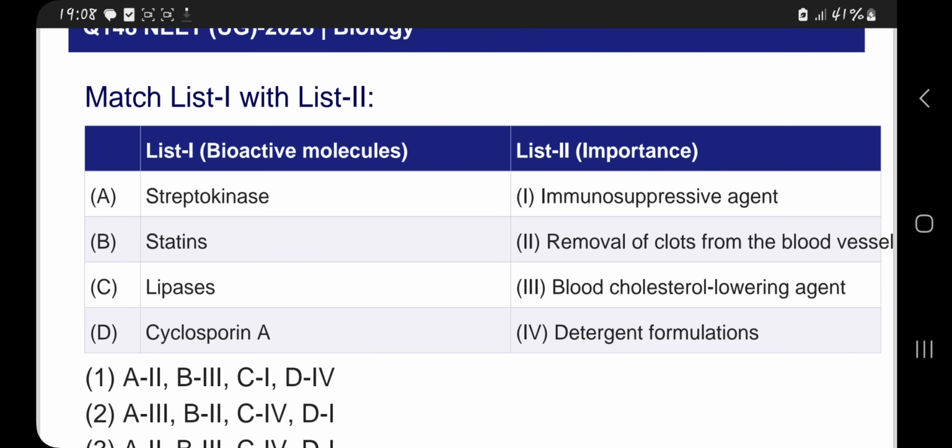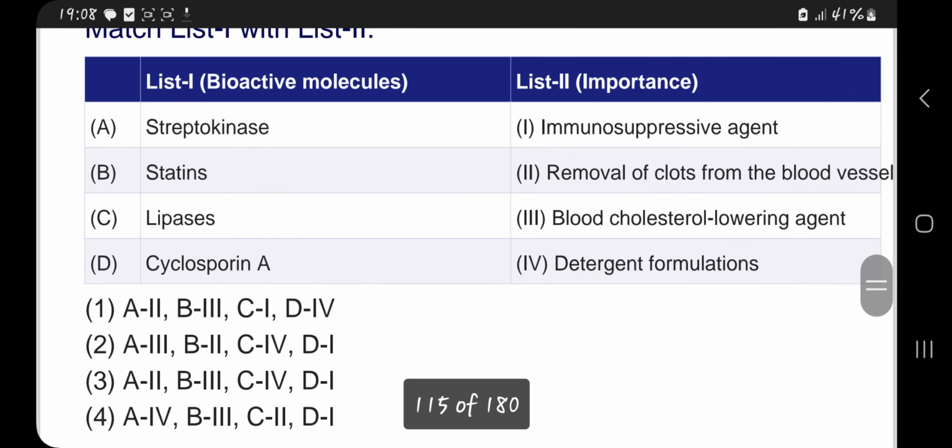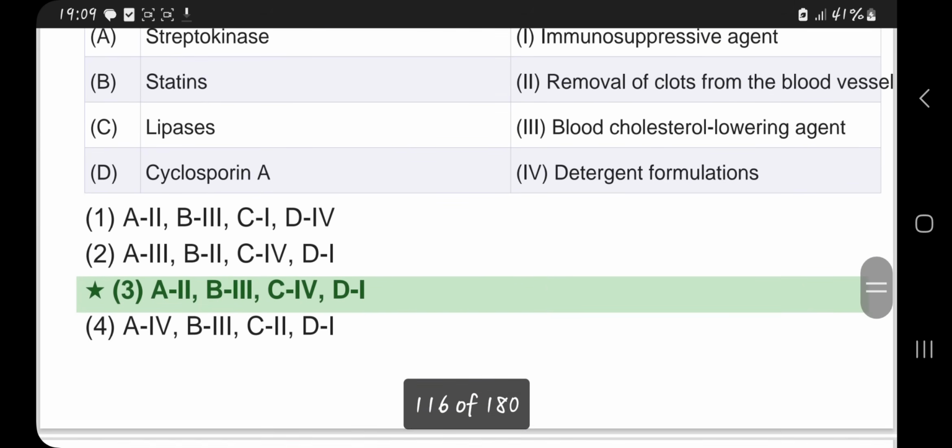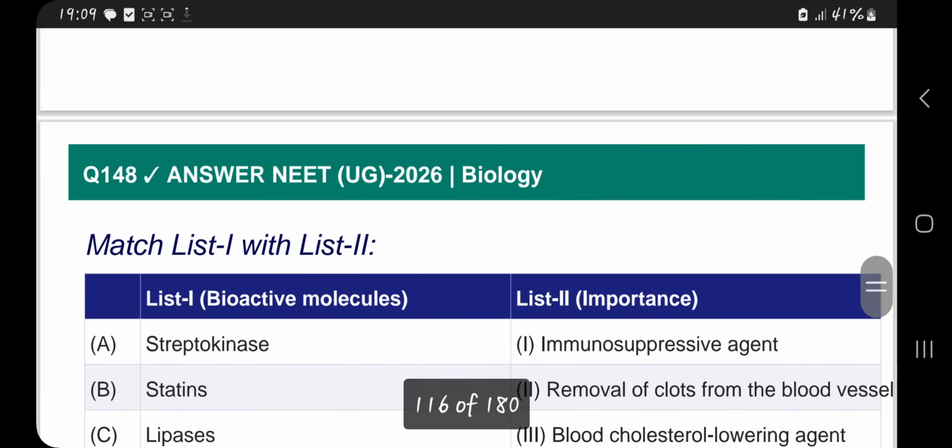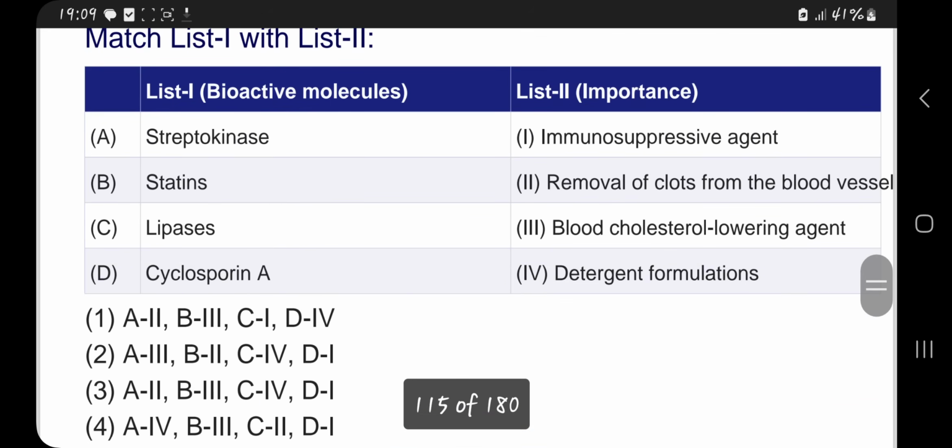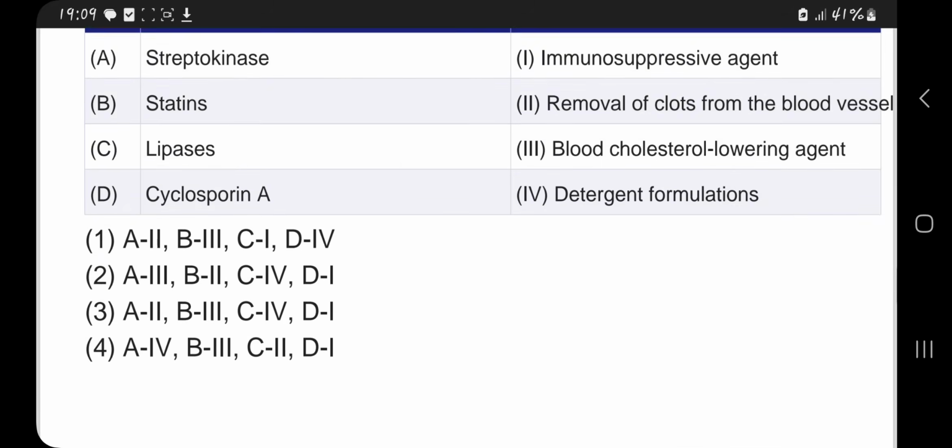The next question is, match the following. A1, streptokinase, they are used for removal of clots from the blood vessel. A2, statins, blood cholesterol lowering agent. B3, lipases, detergent formulation. So A2, B3, C4, that option. So third option is the correct one, D1. So cyclosporine A is immunosuppressive agent. Sorry, the third option, A2, B3, C4, D1. Third option it is.